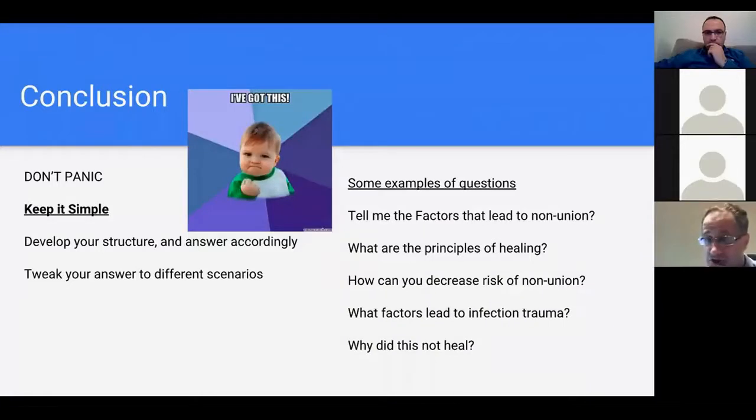So in conclusion, don't panic, keep it simple, develop your structure and answer accordingly. You can tweak this answer to pretty much any scenario. Examples would be, tell me the factors that lead to non-union. What are the principles of healing? How can you decrease risk of non-union? What factors lead to infection and trauma? Why does this not heal? Literally every topic comes up in those type of questions again and again.